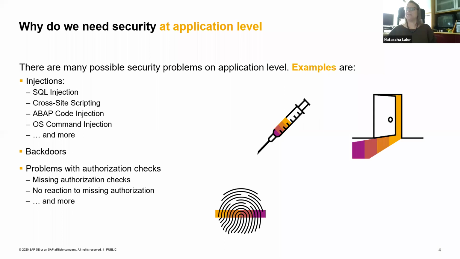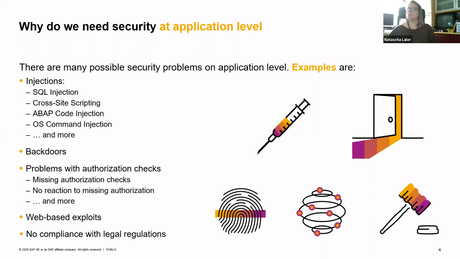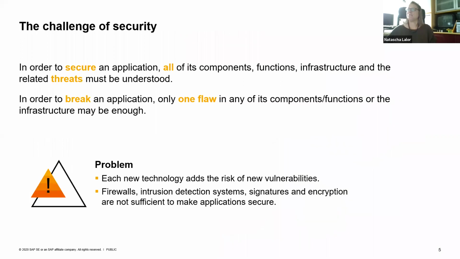The other thing is, of course, the backdoors. This is malicious if some developer creates backdoors that he or she could misuse afterwards. Other things are missing authorization checks, or authorization checks being ignored. We've seen that a lot of times, that it's been done by mistake or been forgotten. Web-based exploits are another thing. And of course, non-compliance to any of these regulations, like the GDPR, for example.